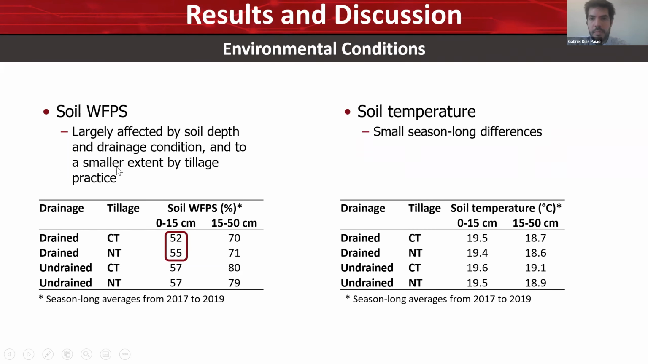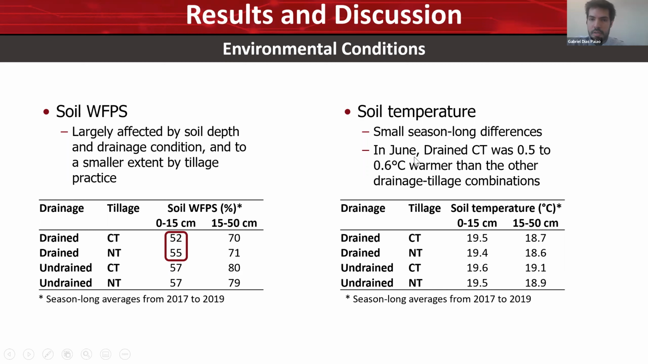In terms of soil temperature, there were no season-long differences when we consider the averages across the entire growing season. However, when we look at just the month of June, conventional tillage in drained soils was 0.5 to 0.6 degrees Celsius warmer than the other drainage tillage combinations. So there was indeed a tillage effect here on soil temperature.